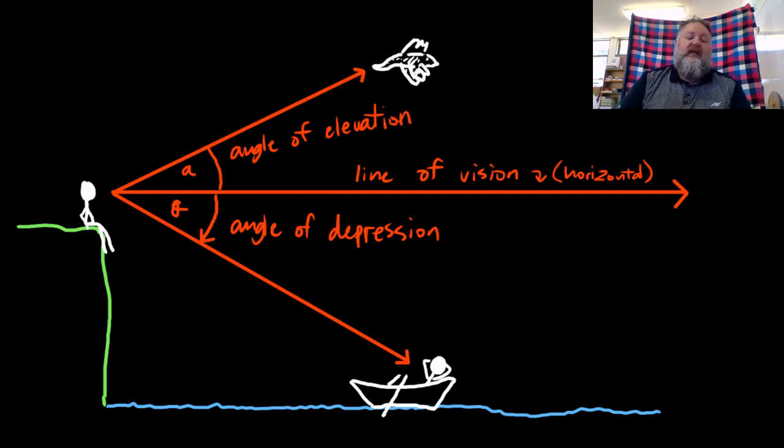Okay, so when we're referring to, in trigonometric questions, if someone is measuring the angle of elevation or an angle of depression, it all depends on the horizontal. It all depends on where your line of vision is.